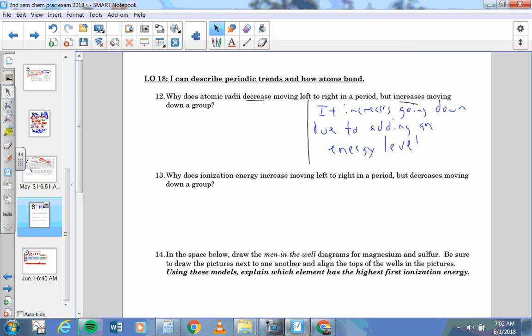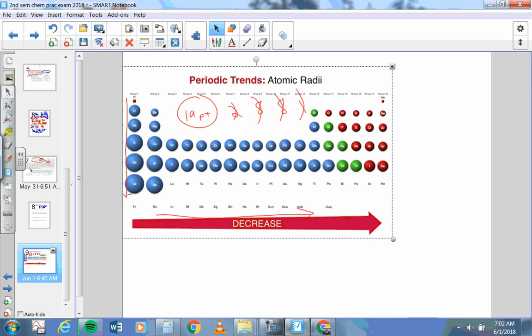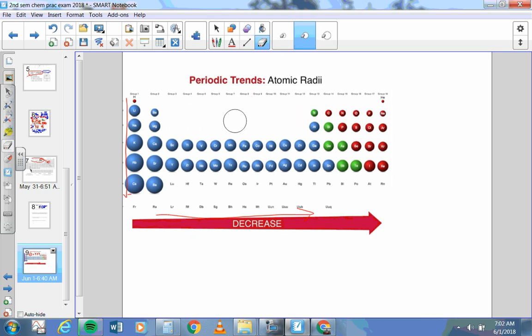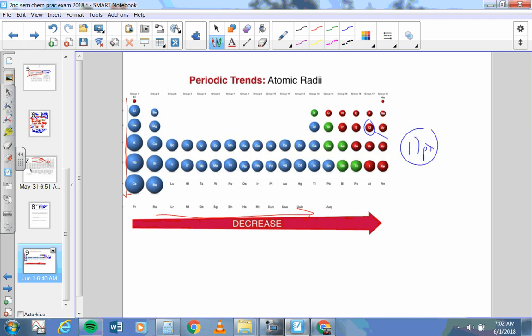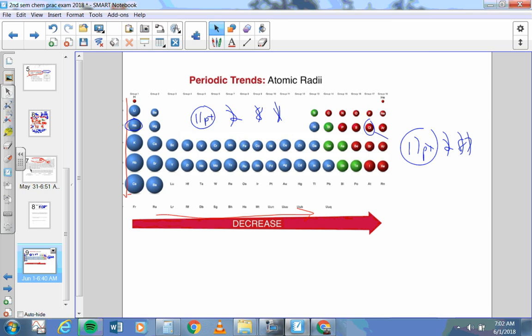Not so when we go left to right. Everything in a row or a period, everything that goes across, has the same exact number of energy levels. So why did they get smaller? Well, it's not because of energy levels. It's because more protons pull the electrons in closer. So chlorine with 17 protons, that's a lot of gravity, pulls its 3 energy levels in tight, whereas sodium also has 3 energy levels, but those 11 protons can't pull in those energy levels as tightly. 3 energy levels, but they're not held as tight. There's not as much Coulombic attraction.